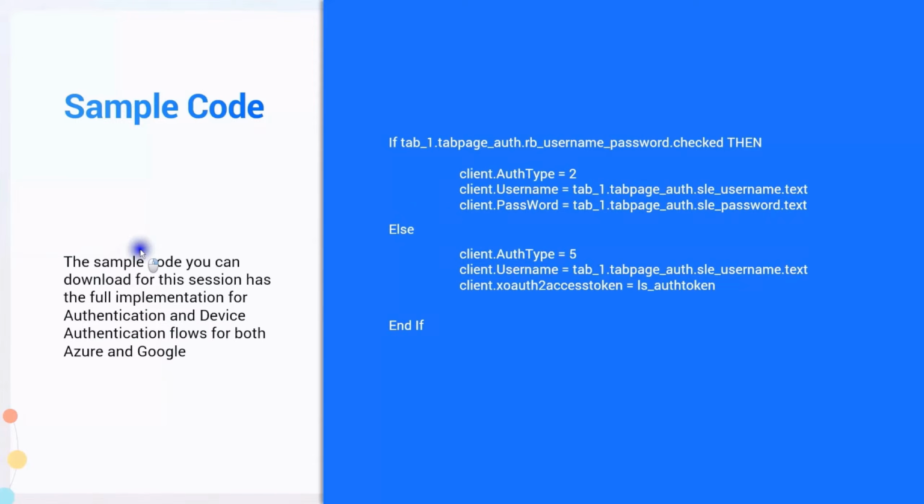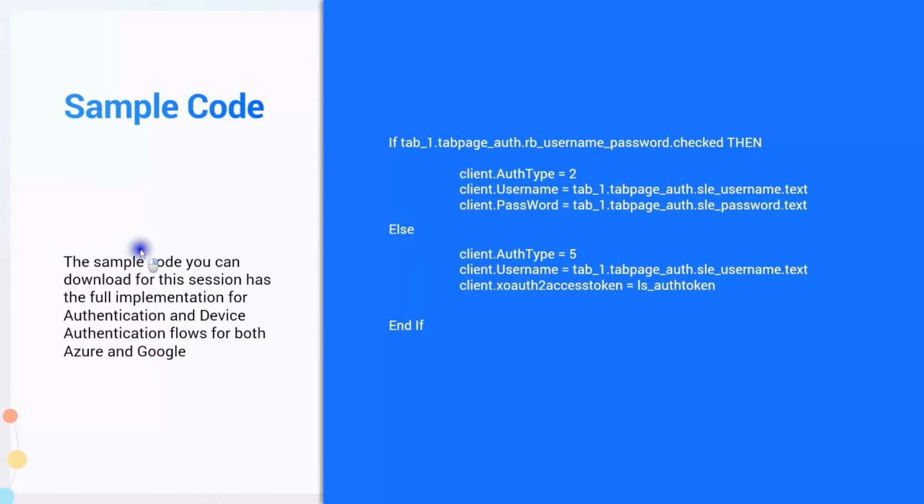What the sample code has, it has 4 different functions. One to do Azure authentication flow, one to do Azure device authentication flow, one to do Gmail authorization flow, and one to do Gmail device authorization flow, even though the token we get back from that can't be used for email. But it shows all 4 of those options. And that's a lot of code to go through. You can download the sample code and go through it on your own.